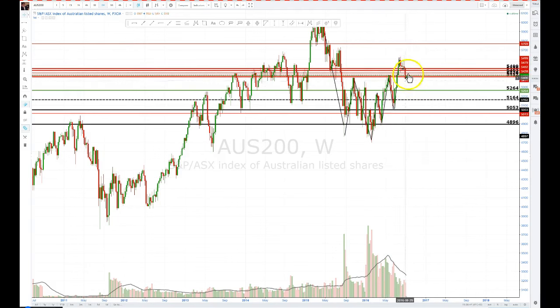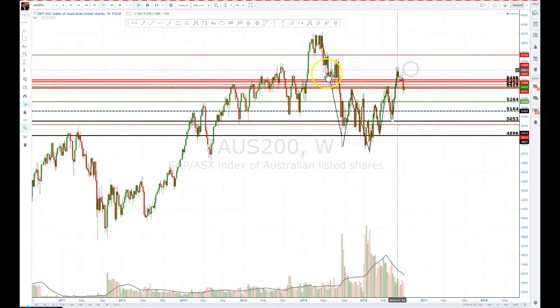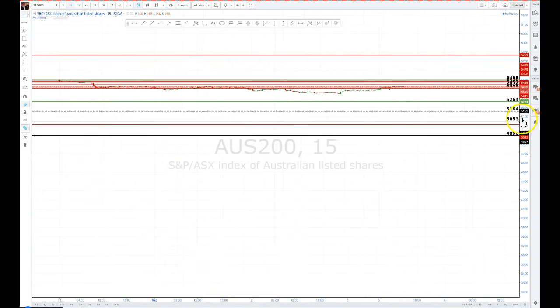Now, I could be wrong. We could trade up and break to the upside and hit this level here that I identified as being the top, right? I could be wrong, of course, but it's something just to keep an eye on. There are day trading opportunities in here on the lower time frames that you can utilize, right?